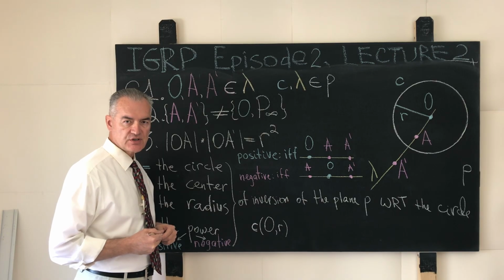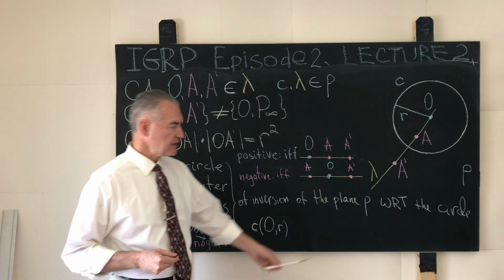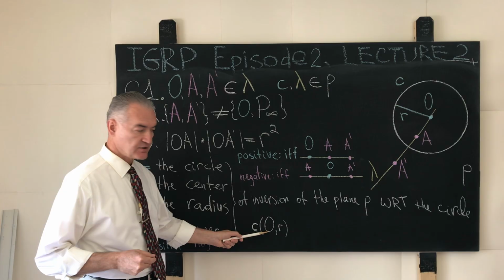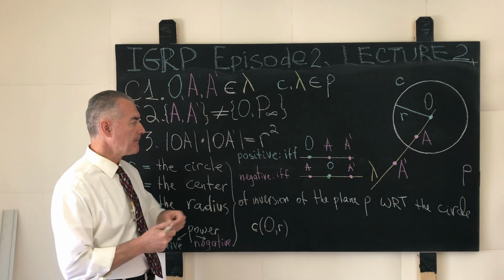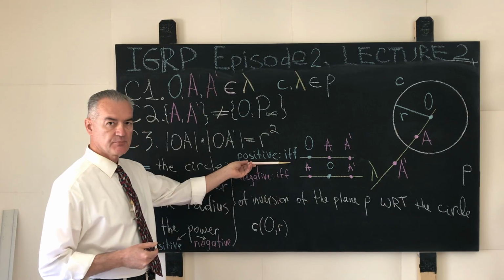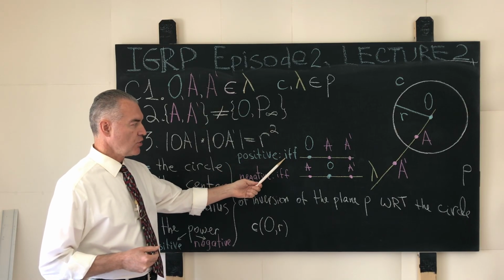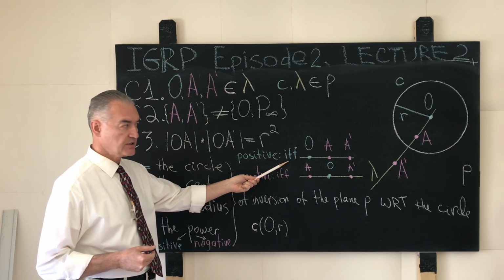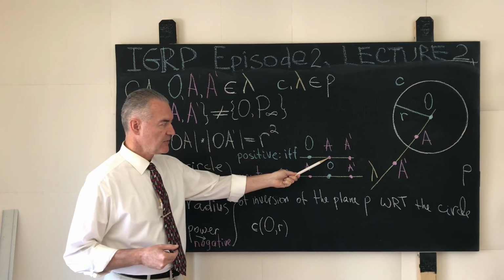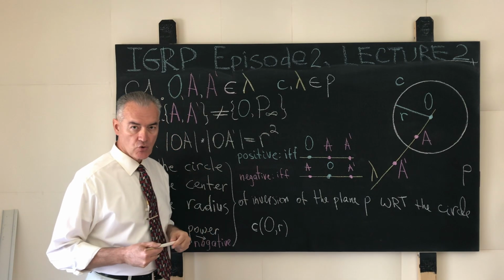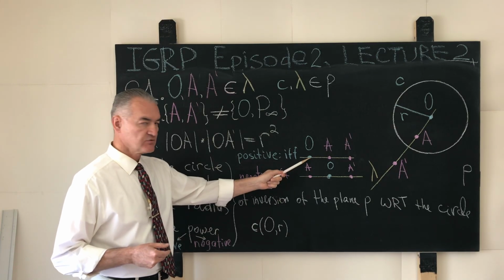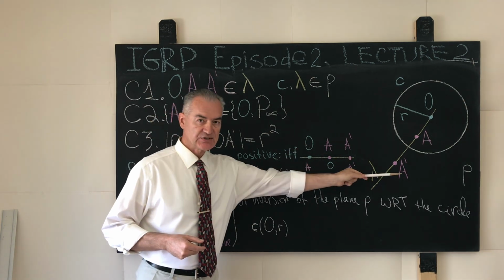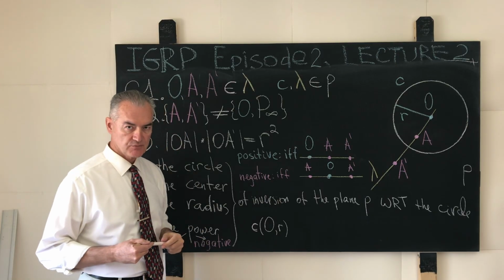By our next definition, the power of inversion of the plane P with respect to the circle named C that has O as its center and R as its radius is called positive, shown in blue over here, if and only if the points A and A prime are located on the same side of the center of inversion O, as shown over here. Both points are located on the same side of the center of inversion.